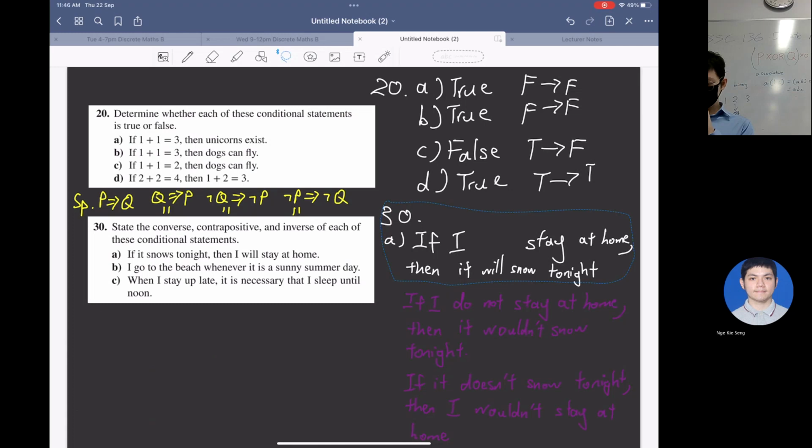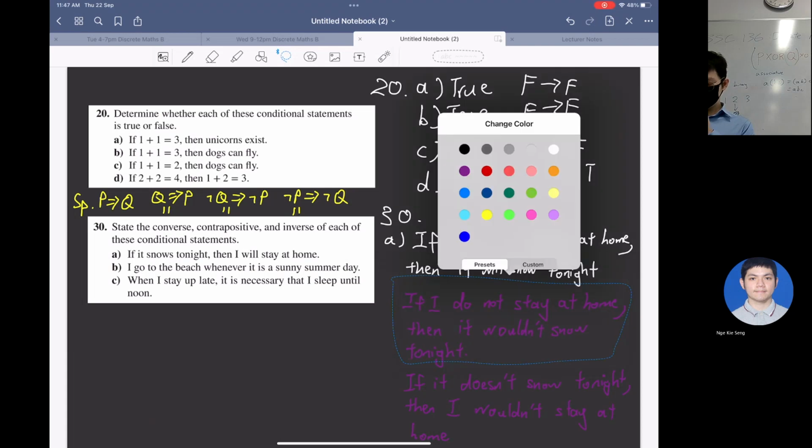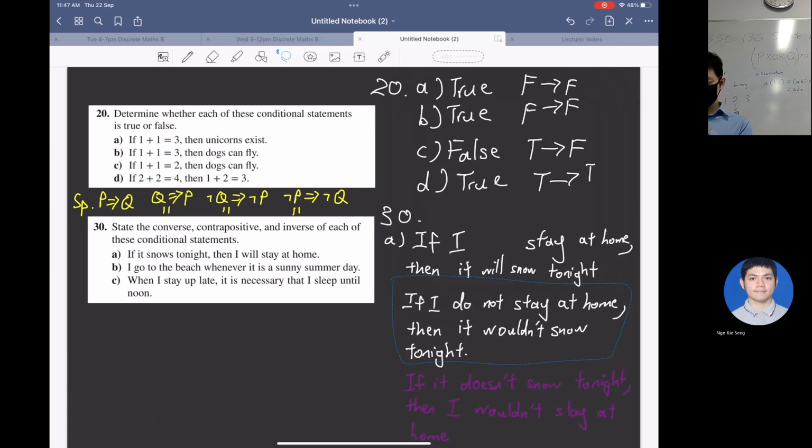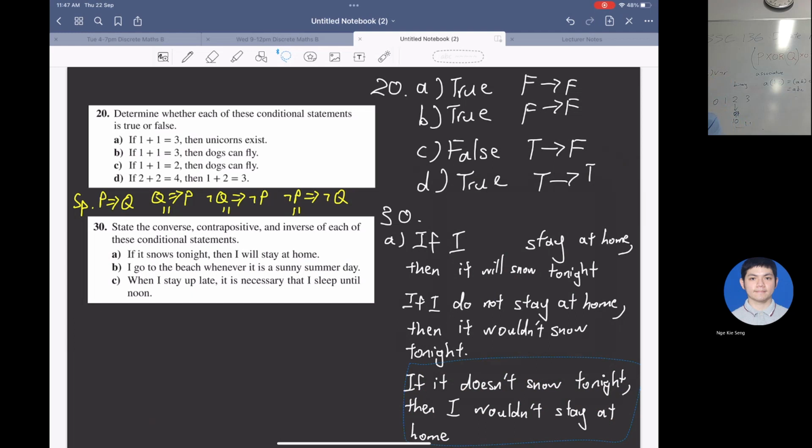Next, contrapositive. Okay, if I do not stay at home, it wouldn't snow tonight. Next. Inverse. Okay, if it doesn't snow tonight, then I wouldn't stay at home. Okay, next. I go to the beach whenever it is a sunny summer day.